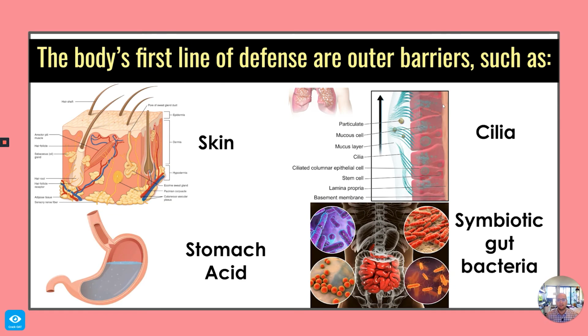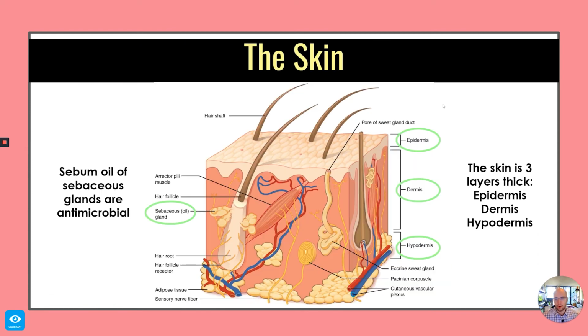The body's first line of defense are outer barriers, such as the skin, the cilia, stomach acid, symbiotic gut bacteria. Even your tears have antimicrobial properties. The skin has sebaceous glands, which secrete sebum, and sebum has antimicrobial properties. The skin is also 3 layers thick, and this helps to protect you and form a barrier against the outside world.